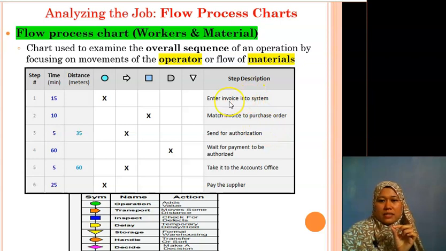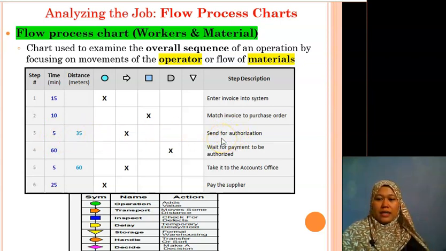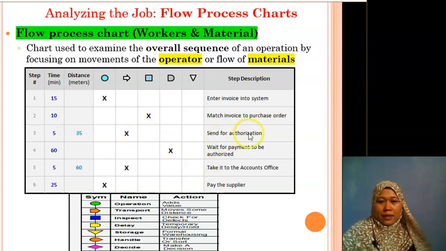Start: first is enter invoice to the system. It's an operation, you do the key in. It takes about 15 minutes. And then match the invoice with the purchase order. That involves inspection, so you check. It takes about 10 minutes. And then send for authorization. They have to walk 35 meters, so it took 5 minutes to get the authorization. Maybe they have to walk to another person's desk. Then wait for the payment to be authorized. It's a delay because of waiting, about 60 minutes. It's quite a long time for that.